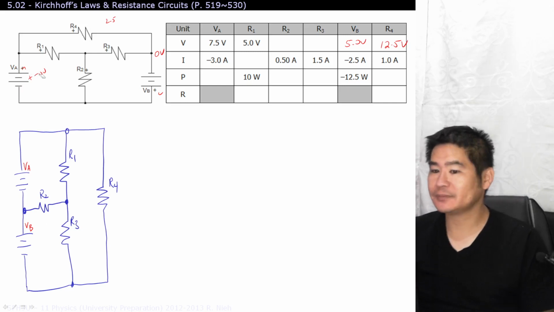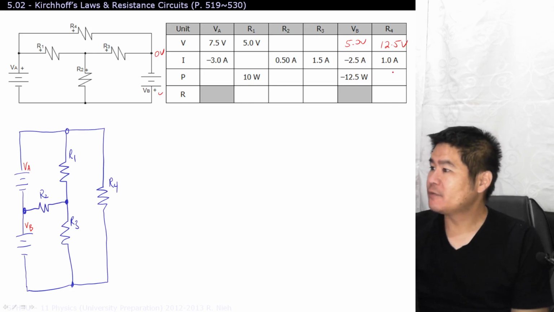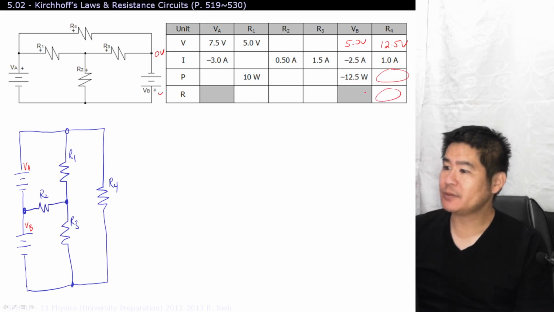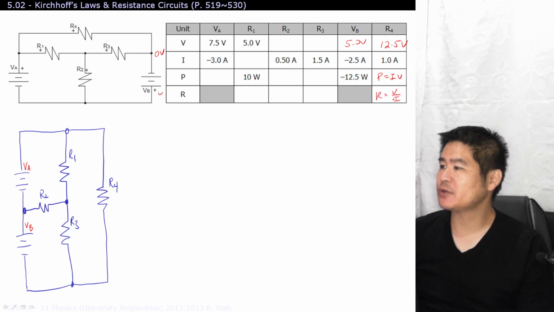What's next? Well, we could fill in these two values quite simply. I'll just write down the formula here. You'd use P is equal to IV for this one over here, and R is equal to V over I for the solution over here. Same as the P over here, P is equal to I times V.